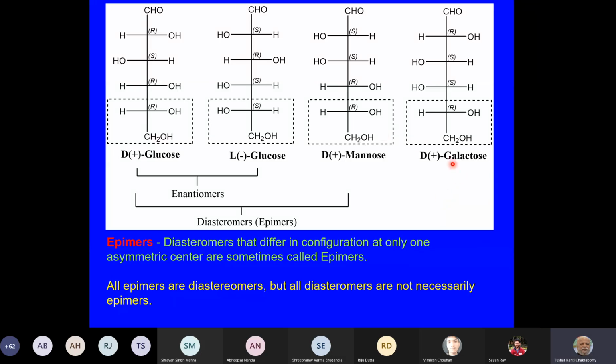Similarly, you can say mannose and galactose, where you have R and S. This is S and S and R. So they are diastereomers but not epimers. Mannose and galactose are two diastereomers, but since they differ by more than one chiral, asymmetric center, that is why they cannot be called epimers, and they are simple diastereomers. Is that clear?